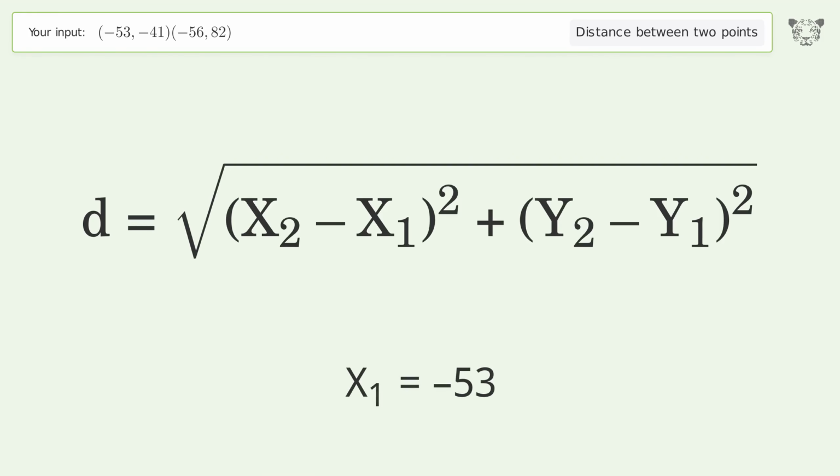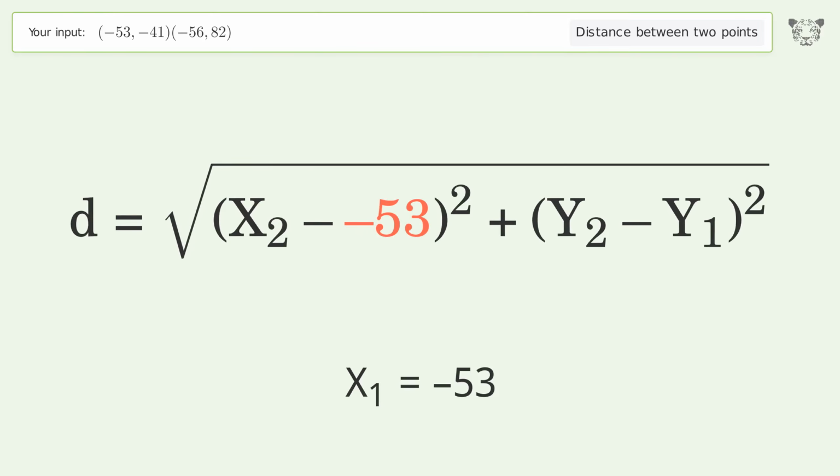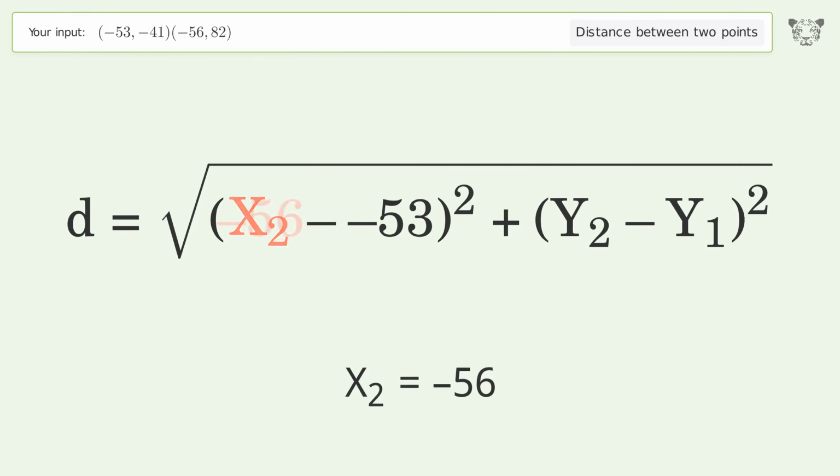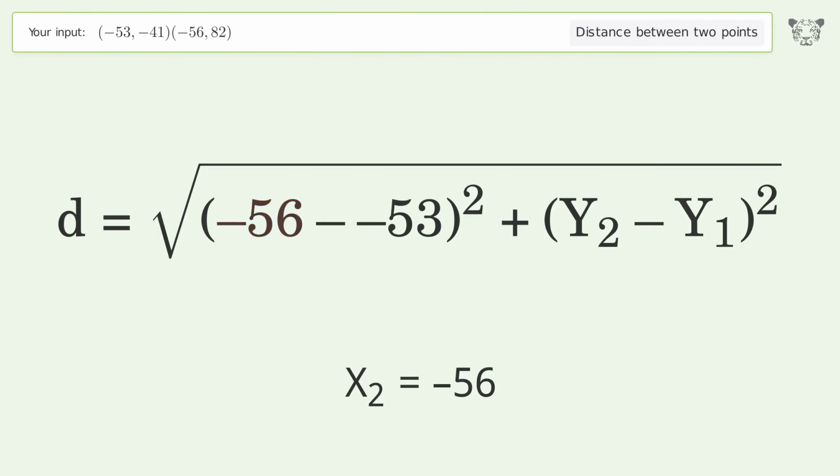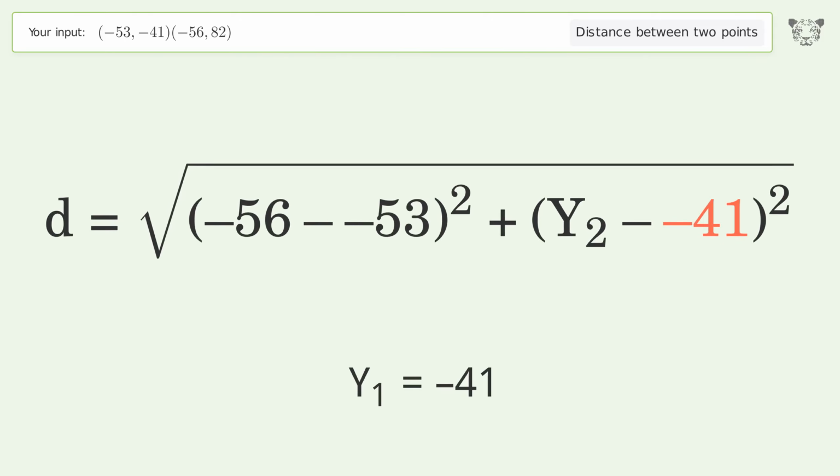x1 equals -53. x2 equals -56. y1 equals -41. y2 equals 82.